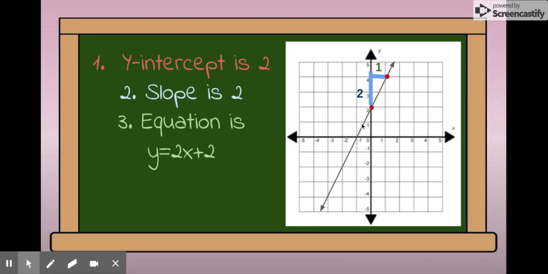In this graph, our y-intercept is 2 right here. And then our slope is, we're going up 2 over 1. So 2 over 1 is 2. So our slope is 2. And then our equation is y equals 2x plus 2. So we put the slope of 2 right here, and then we put the y-intercept of 2 right here.